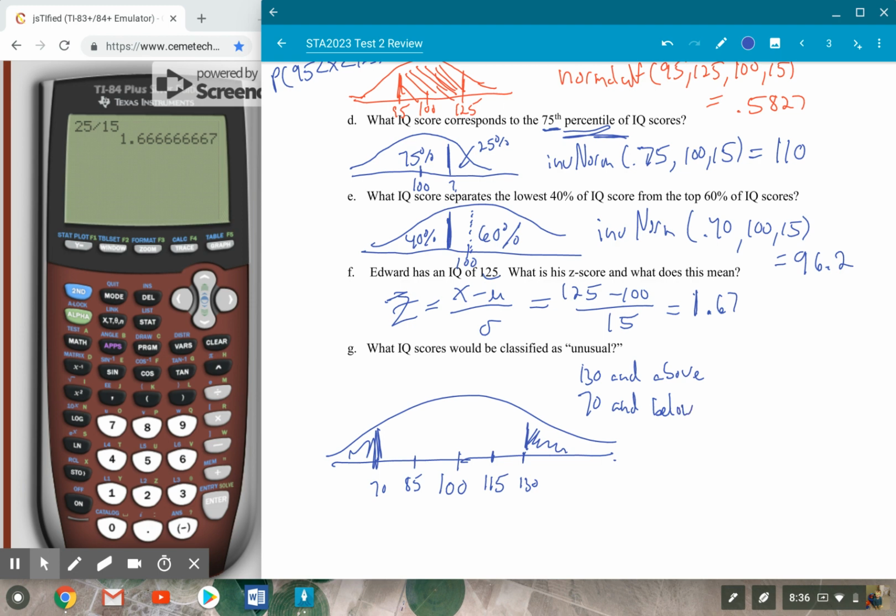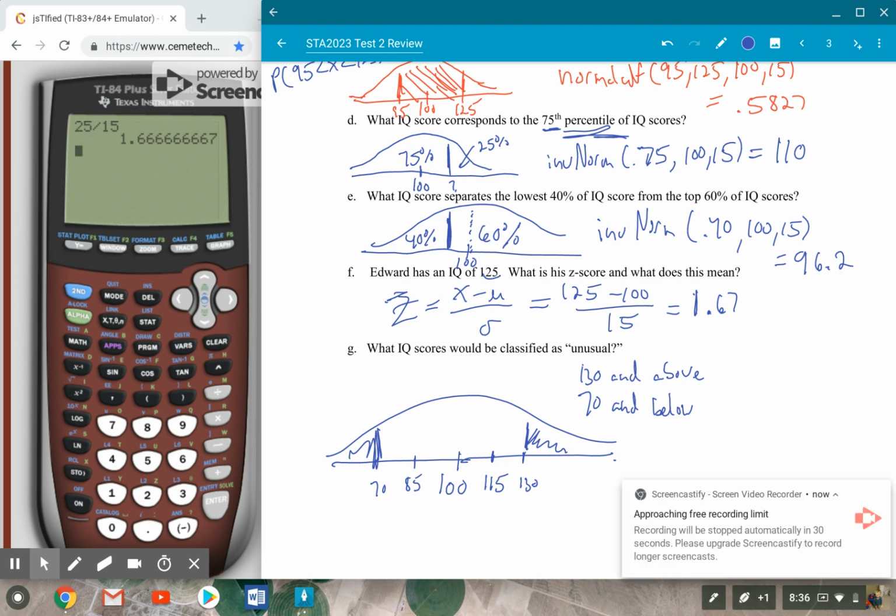All right. So use these questions as a guide of what to expect your test to look like for test 2. Some multiple choice questions, some short answer questions. Email me if you have any questions.